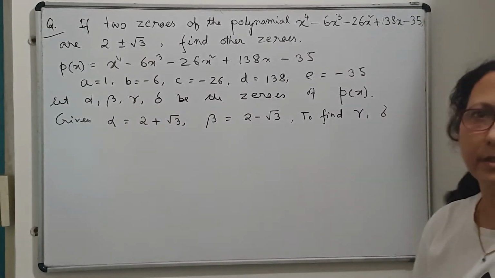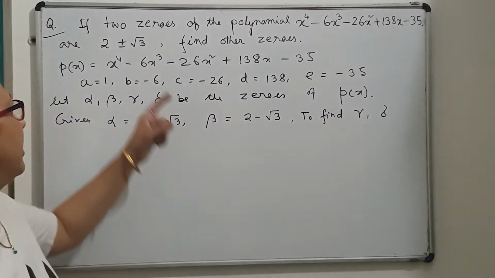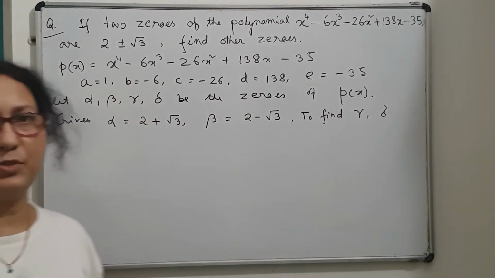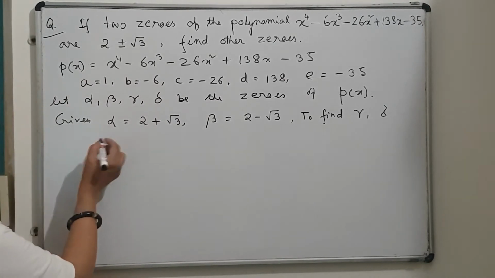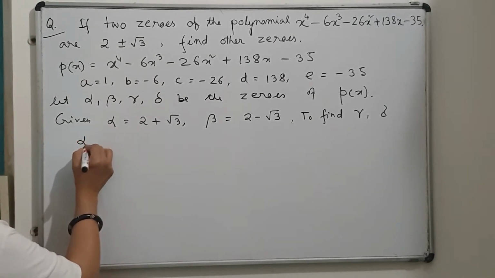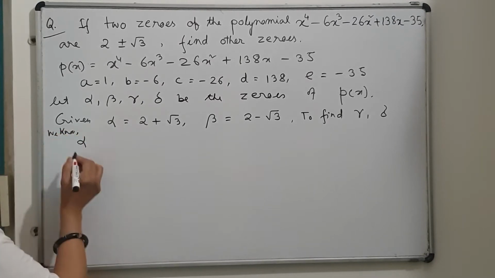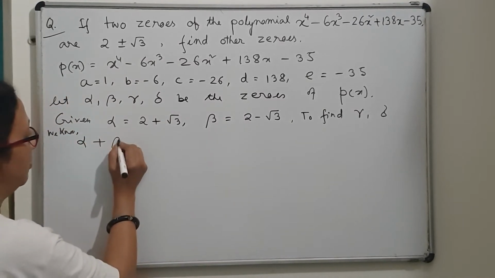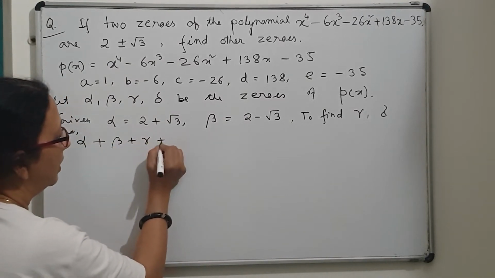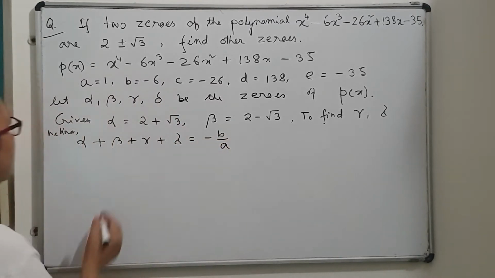This is the question. So you see, there will be 4 relationships because the degree is 4, but I'll be using the first relation and the last relation. The first relation, that is the sum of all the zeros, we know by the relationship between zeros and coefficients. The first relation is the sum of the zeros taken one at a time. So put the values here.